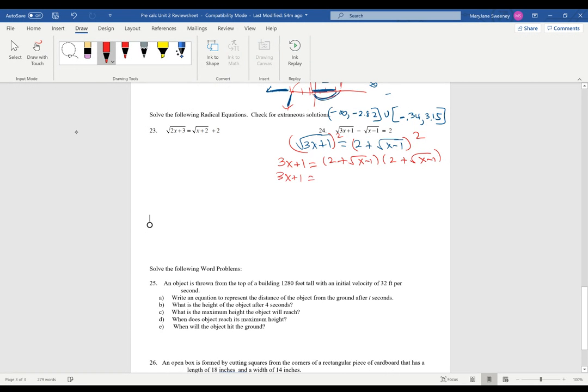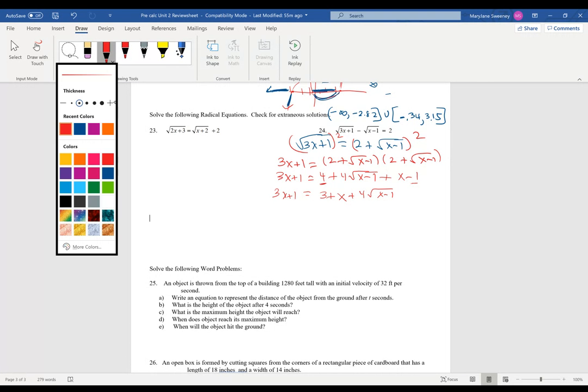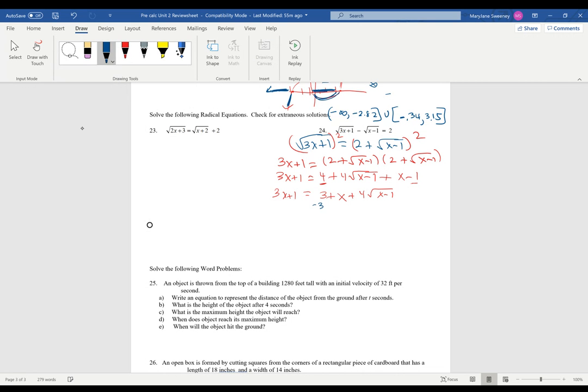And FOIL. First, give me 4. Outers, inners, give me a 4 radical x minus 1. Last, give me the x minus 1. 4 minus 1 is 3. So 3 plus x plus 4 radical x minus 1. Okay, so minus 3, minus 3, minus x, 2x minus 2 equals 4 radical x minus 1.